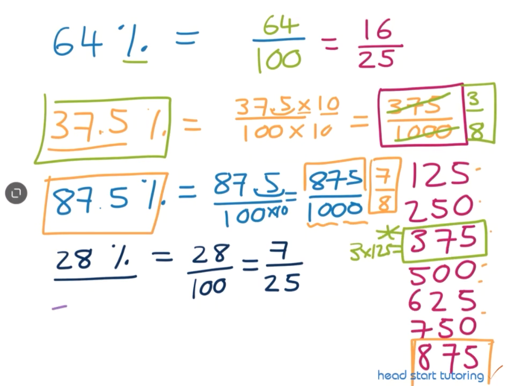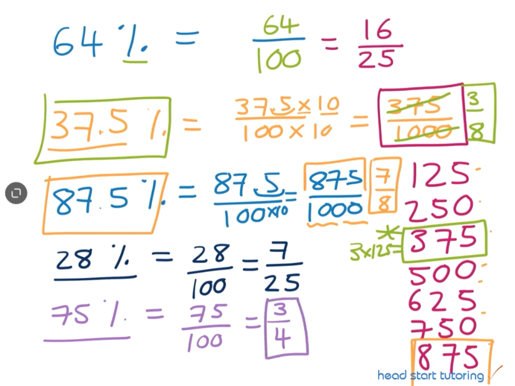Let's have a look at 75%. 75% is equal to 75 over 100, and 75 over 100 we can simplify down to very low terms because we've got a very high common factor. We can divide both 75 and 100 by 25 to get 3/4. So 75% as a simplified fraction is equal to 3 over 4.